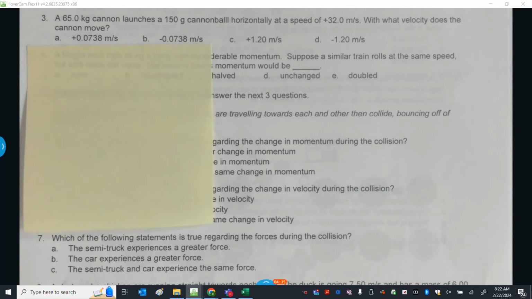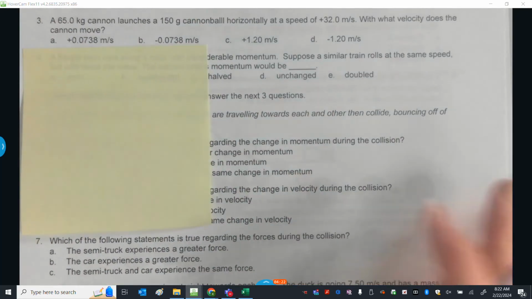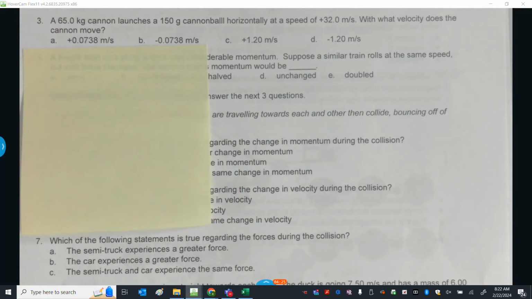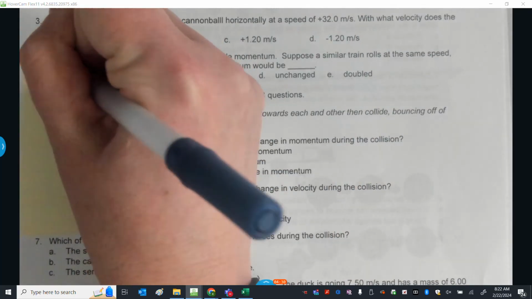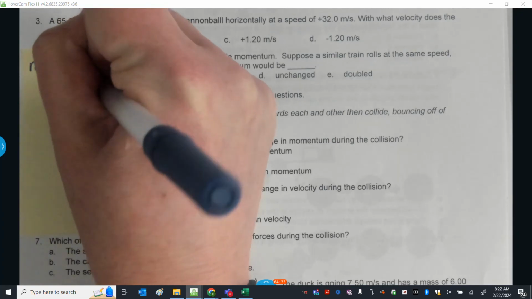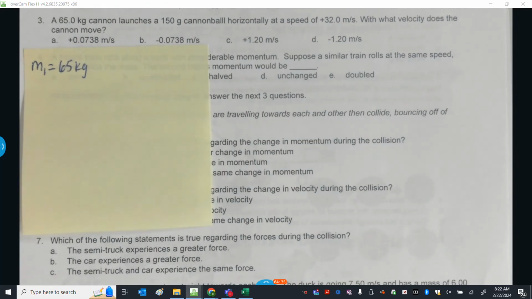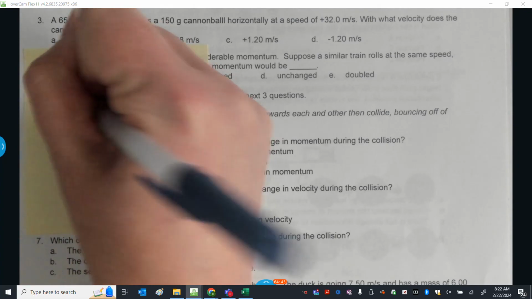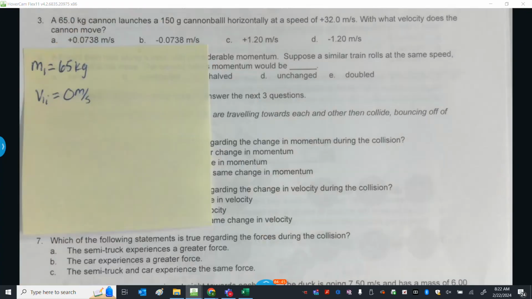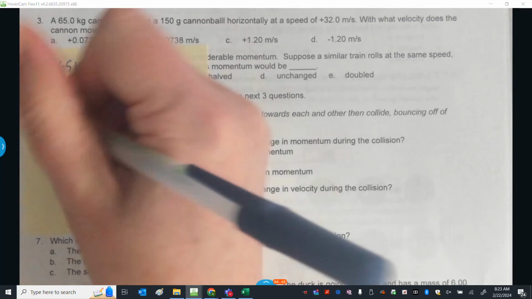Okay, and so when you look at these, you're going to want to start by labeling the information that you're given. And you need to have 2 objects. I'm going to go ahead and number them 1 and 2 like we have been doing. And so I'm going to call my cannon object 1, and I'm going to say the mass of object 1 is 65 kilograms. I just picked that one to be 1 because it was listed first in the question. Okay, it doesn't really matter. I know that the initial velocity of my cannon is 0. Before it is fired, it's not moving. Okay, and then object 2, M2, is my cannonball.